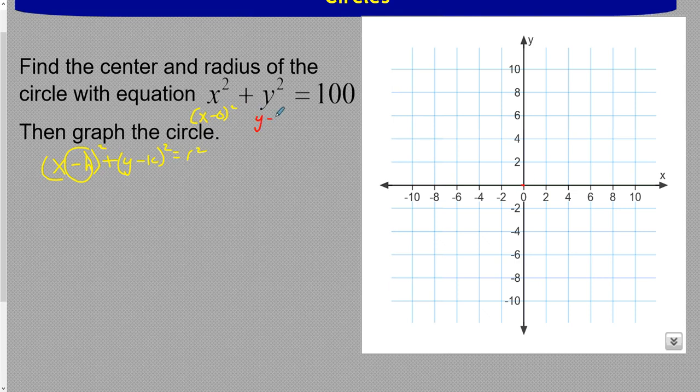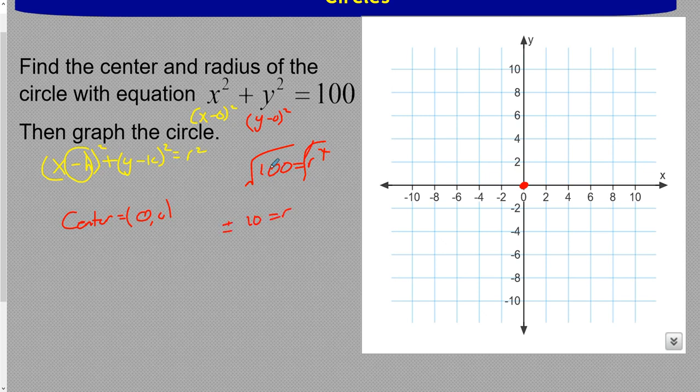This would have to be y minus 0 squared, because there's nothing there. So the y coordinate is also 0. So my center is at 0, 0. Okay. And then 100 is the radius squared. Take the square root of both sides. 10 is the radius.